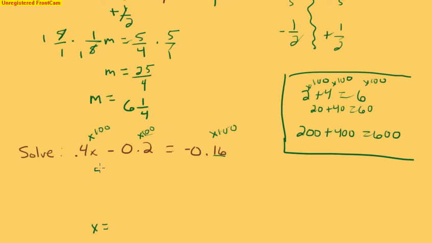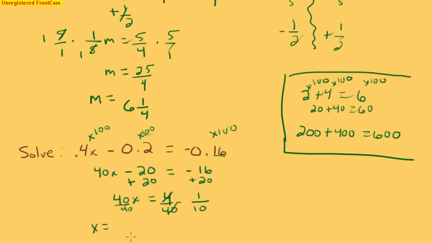So this becomes 40x minus 20 equals negative 16. I like this a little bit better. We're going to get the same answer, you'll see. So now we've got 40x equals positive 4, divide by 40, divide by 40. And so again, you could just reduce this here.